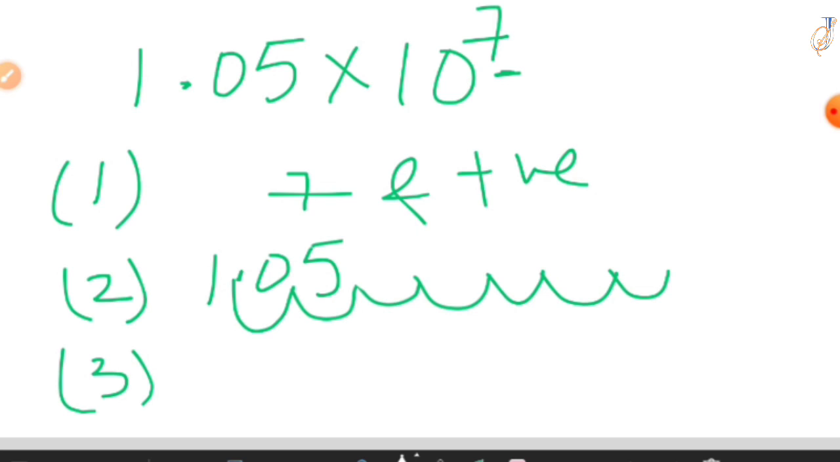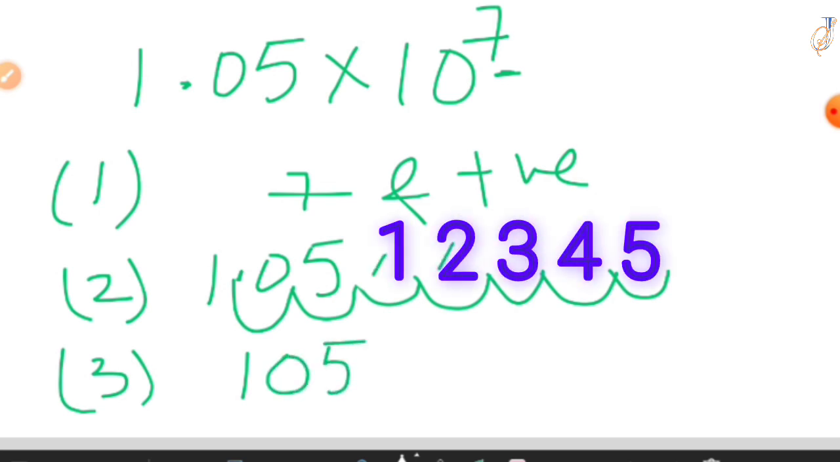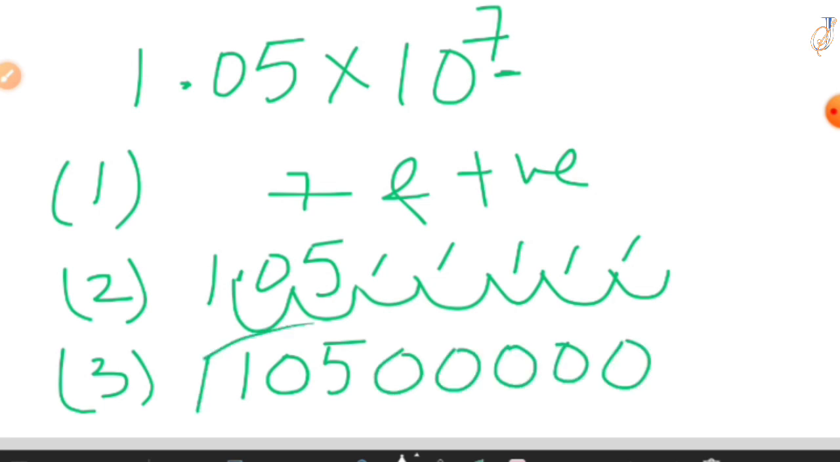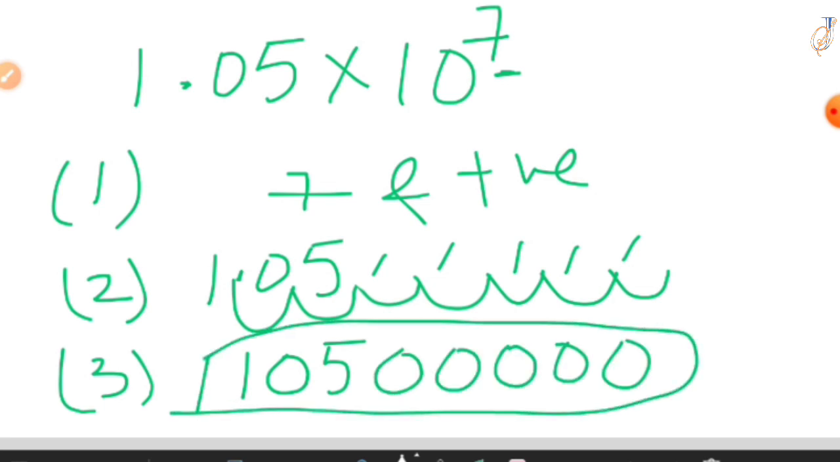Now what you have to do, fill the zeros in empty spaces. Just write without the decimal, you have to write 105 and then 1, 2, 3, 4, 5. So you have 5 empty spaces. So fill the empty spaces with zeros. That's why you have to write 5 zeros. So this is your result, normal form.